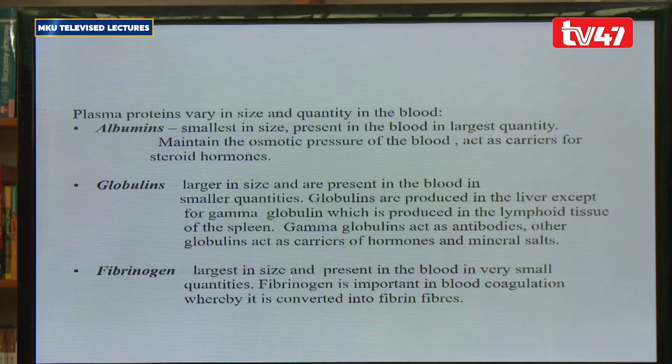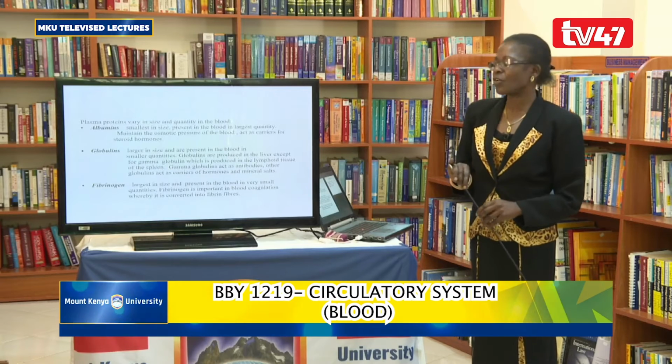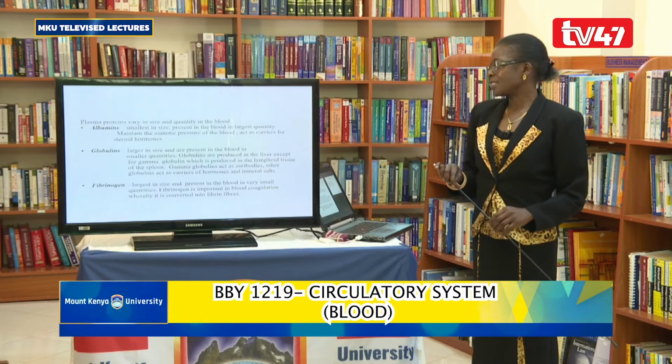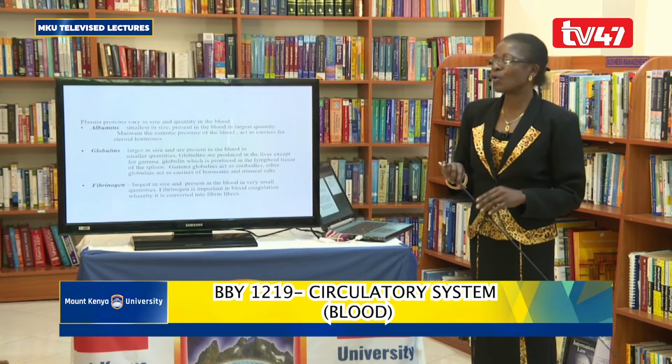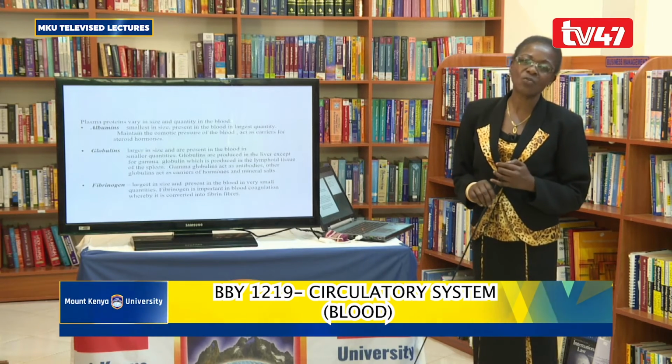The other globulins, other than the gamma globulins, act as carriers for hormones, specifically peptide hormones, and also mineral salts. Now for the fibrinogen, these are the largest in size compared to the others, and they are present in the blood in very small quantities. While the albumins maintain the osmotic pressure of the blood and act as carriers, and the globulins act as carriers and also carry mineral salts and antibodies, fibrinogen plays a role in the clotting of the blood, where it forms what we call fibrin threads in the process of clot formation.